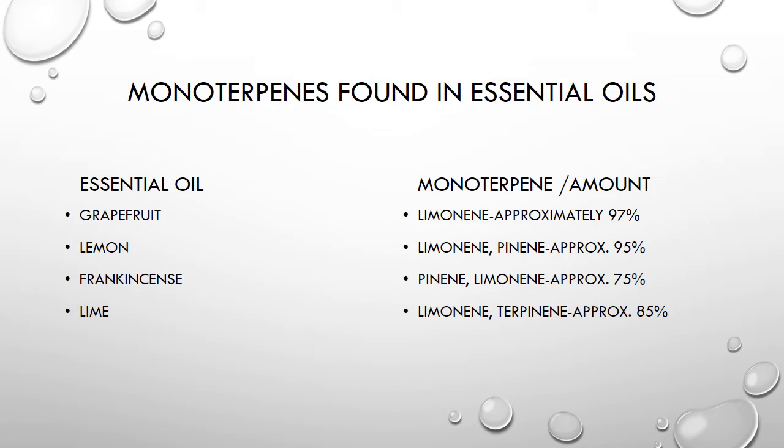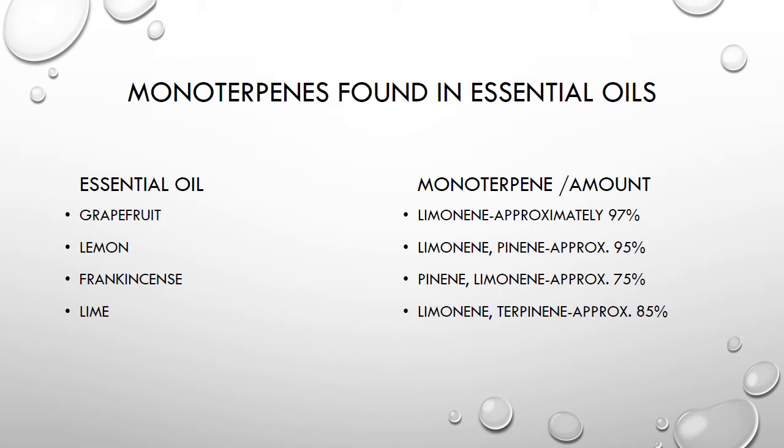And on this slide, I have some of the more common essential oils, and what monoterpenes are found in those essential oils. So the four that are on there are grapefruit, lemon, lime, and frankincense. And across in the other column are the monoterpenes and the amount that is found in the essential oil. So for example, for grapefruit, limonene is the monoterpene that's found in there, and there's approximately 97% of that in the grapefruit.